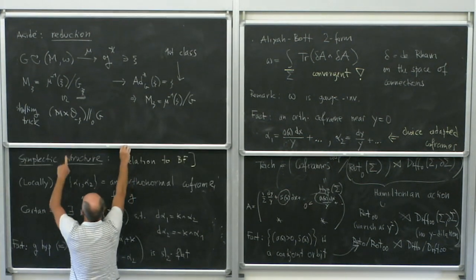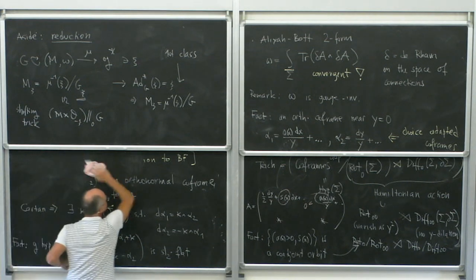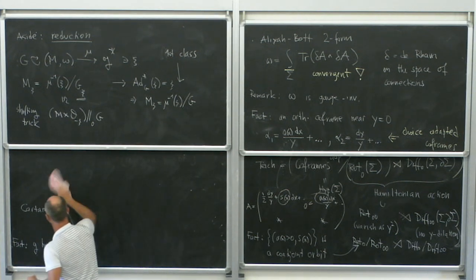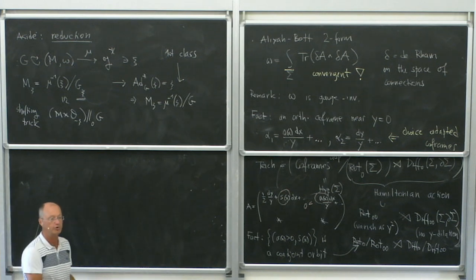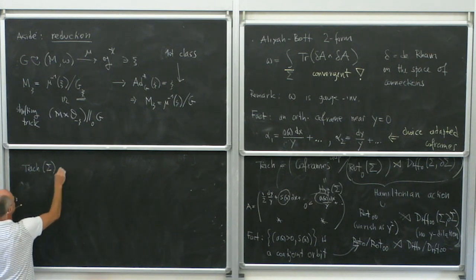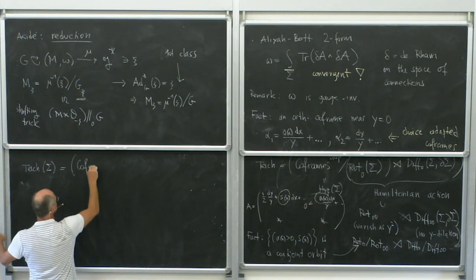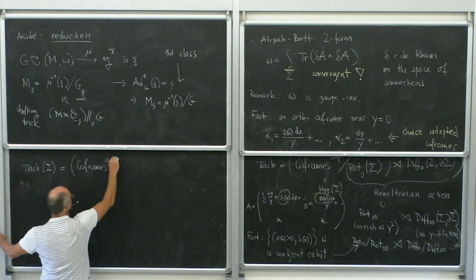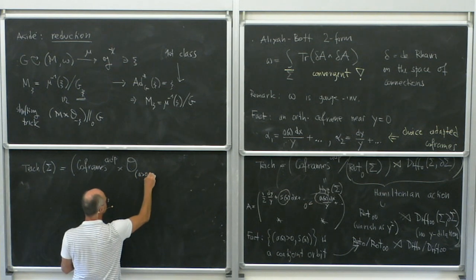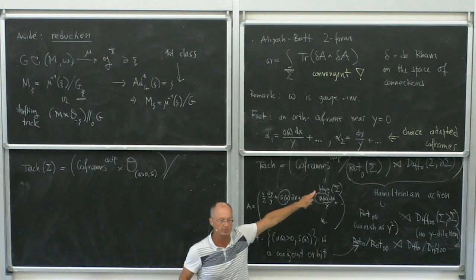So this means that you need to do the shifting trick if you want to make sense of it. The Atiyah-Bott II form does not descend, but if you do the shifting trick, the II form will descend. So the Teichmuller space is equal to adapted coframes times this coadjoint orbit, divided by that group.